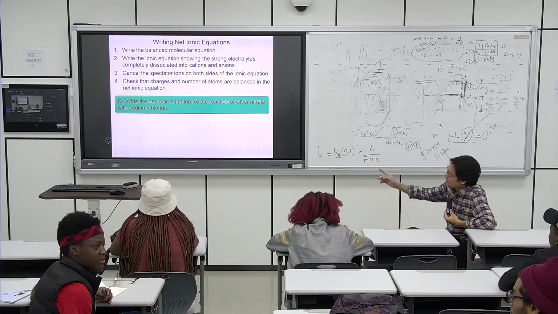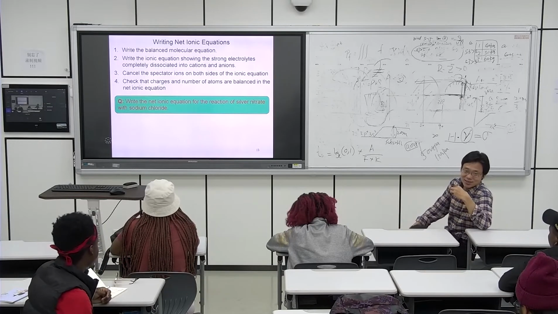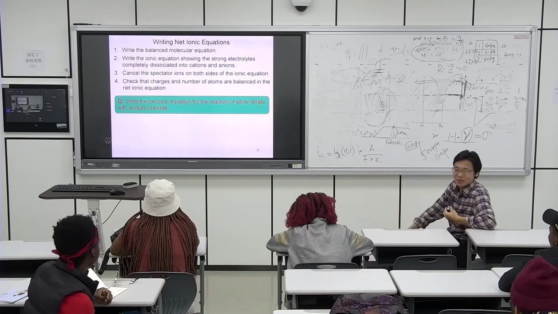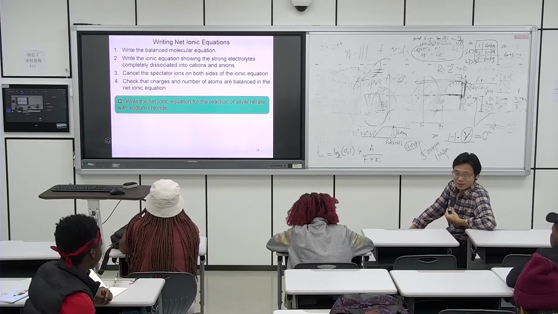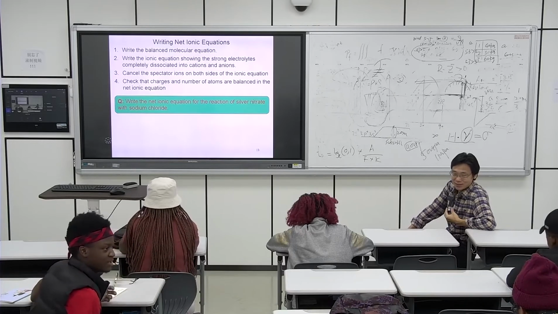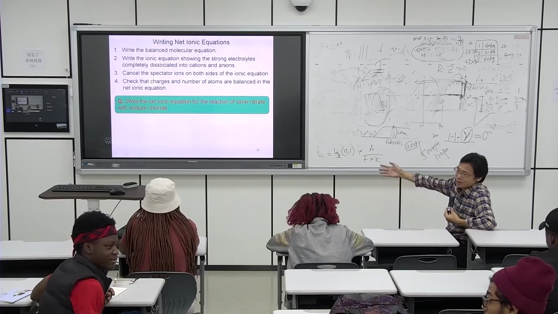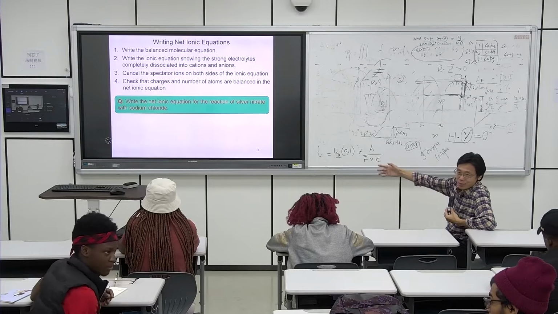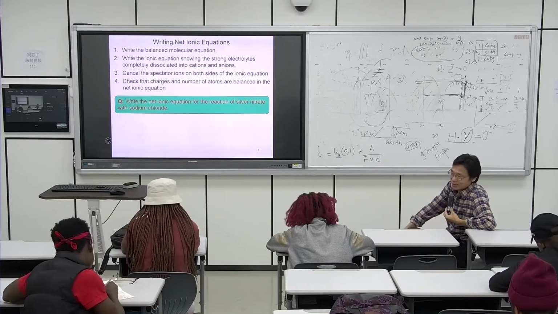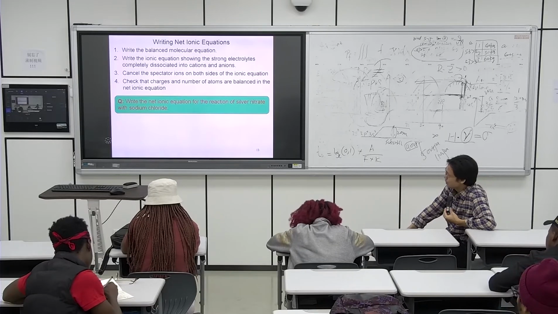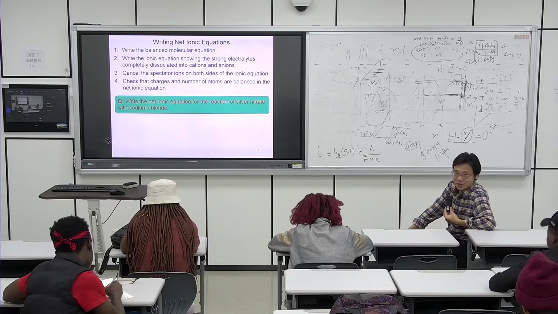So basically, in this reaction, the silver chloride is solid, the solid product. Now how to write the ionic equation? Just step by step. First, write the molecular equation. The silver chloride is solid.